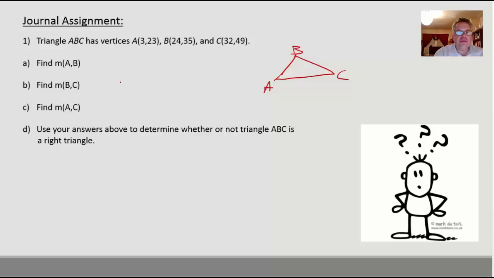So this breaks it down for you. Find the slope between A and B, B and C, A and C. Then, if any of them are opposite reciprocals, then it's a right triangle.